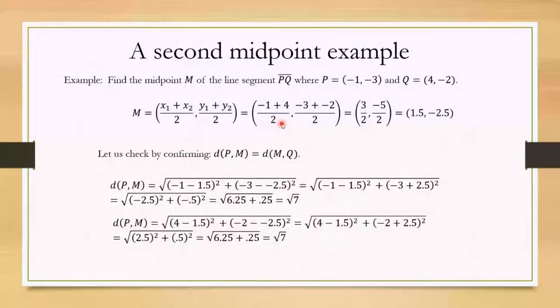Let's get another one in. Suppose now P and Q are these points. What would the midpoint be? Again, it's just a formula. You add the x coordinates and divide that sum by 2. For the y's, you add the y coordinates and divide by 2. So here we get 3 over 2, negative 5 over 2, which works out to be this. And just like with the other example, we can confirm it.